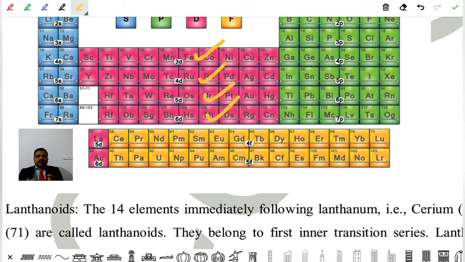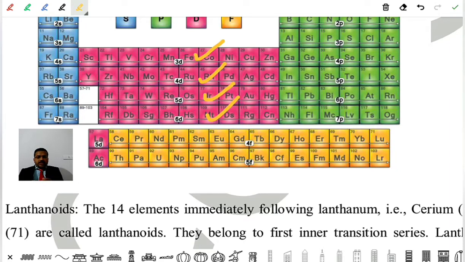In the elements of the 5d series, the last electron will be entering the 5d orbital. On the other hand, for the inner transition elements 58 to 71, that is the lanthanoid series, the last electron will be entering the f orbitals. The last series is the 6d series. Those comprise the elements from atomic number 89 to 112.